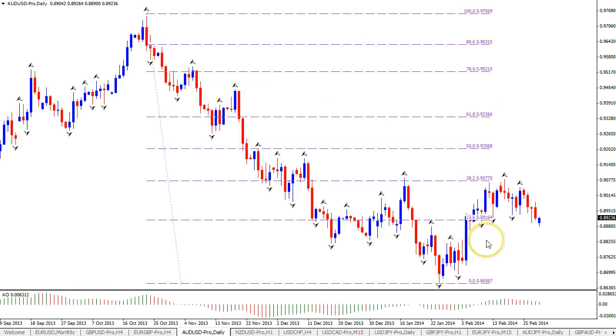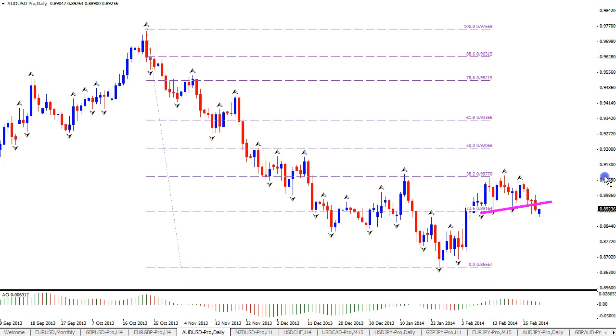Then the AUDUSD has been very choppy the last couple of days or couple of weeks even, going sideways, hit the 38.2 fib right here, and then started to slowly but surely move down. We did break a support level. If you look at it this way, you can see this kind of level. We did break that. So let's see what kind of follow through the downside could have.